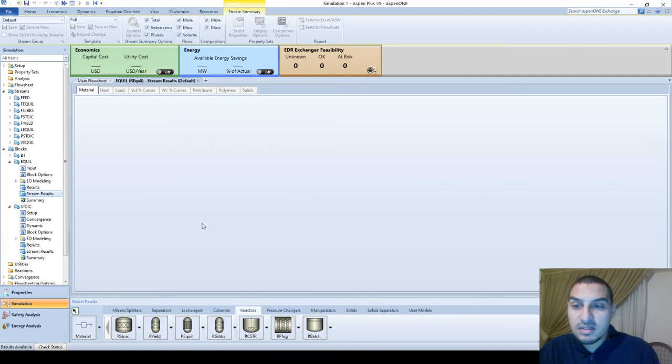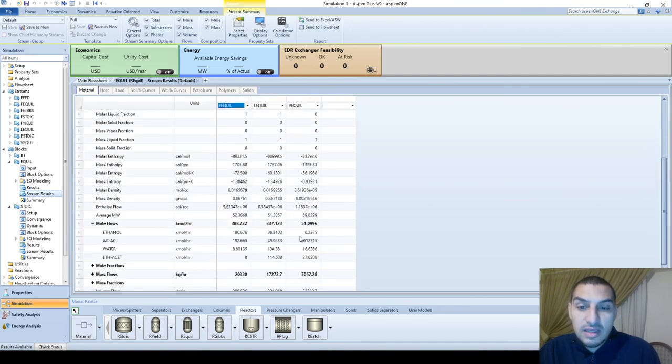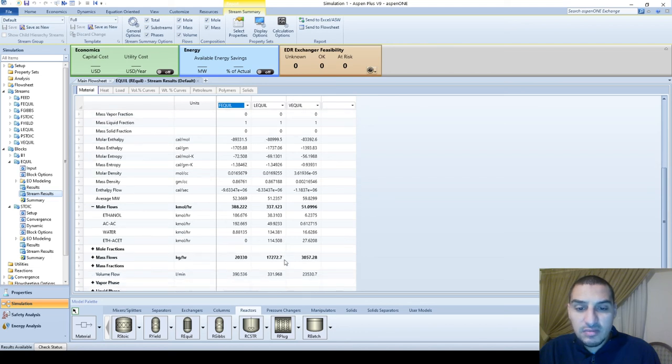Again, let's look at the stream results, and from the stream results you can see that for the mole flows it's consuming more ethanol than it used to do before. And I have now two phases, liquid and vapor phase for the equilibrium reactor. But the point that I want to highlight is that the amount of both these two streams is higher than before, and the amount of ethanol that's remaining is not as high as before. Okay, so this is something that's very useful to check.